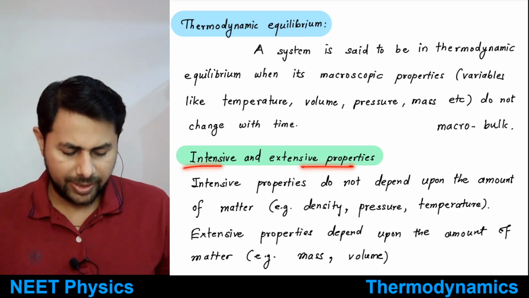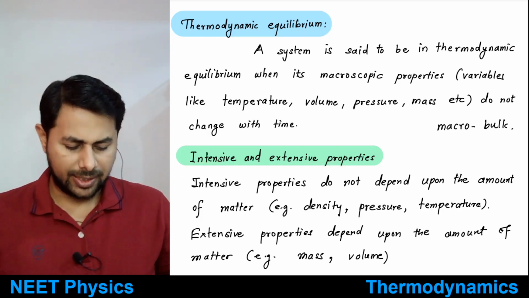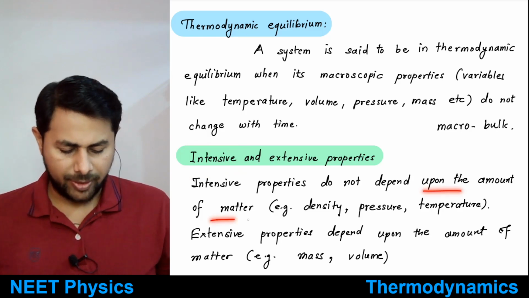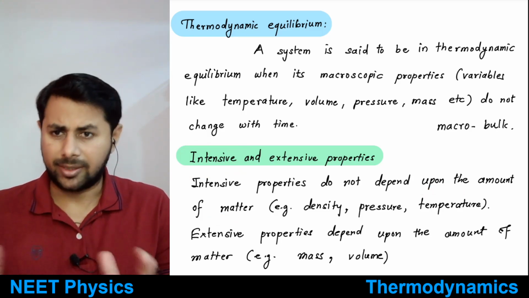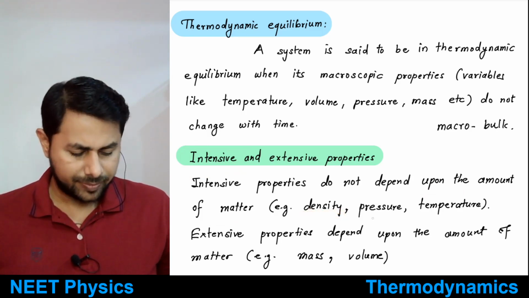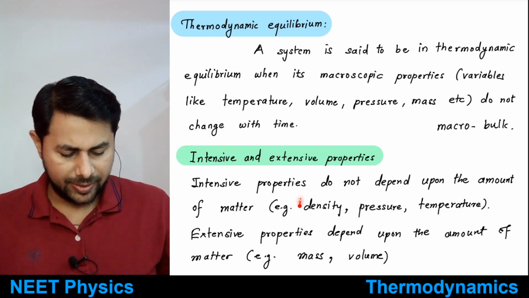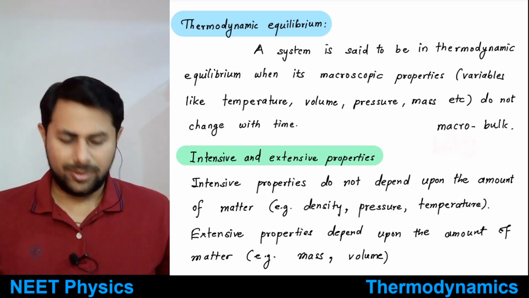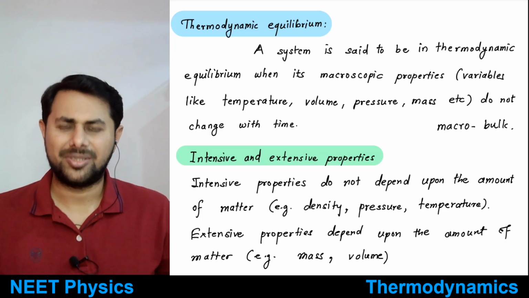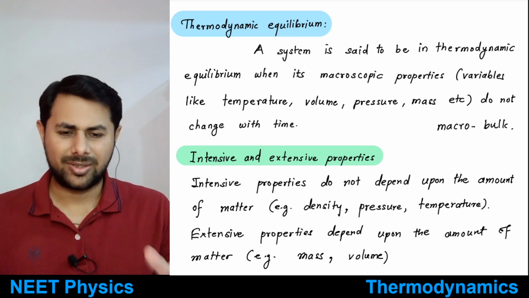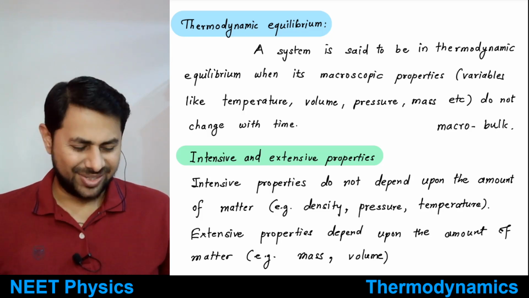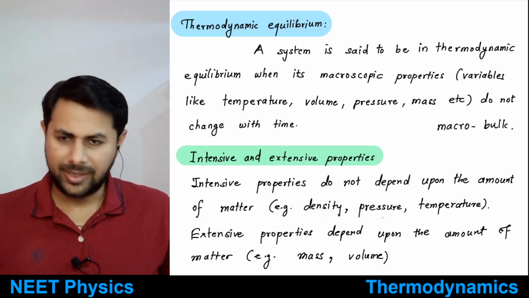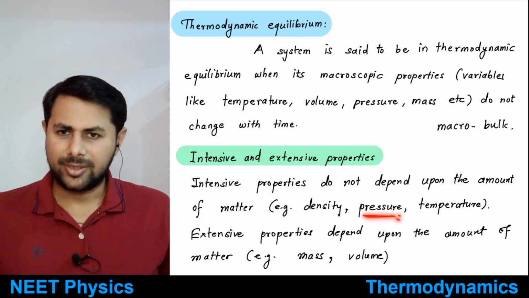Then there are some properties that are intensive and some that are extensive. Intensive properties mean what? They do not depend upon the size of the system, the size of the matter in the system. So what are they? Density, pressure, temperature, these are intensive properties, or you can say boiling point. Suppose, for example, you take a cup of water. If you take a cup of water or a mug of water, the boiling point of water is the same, right? Its density would be the same, right? The pressure that it exerts is also the same.